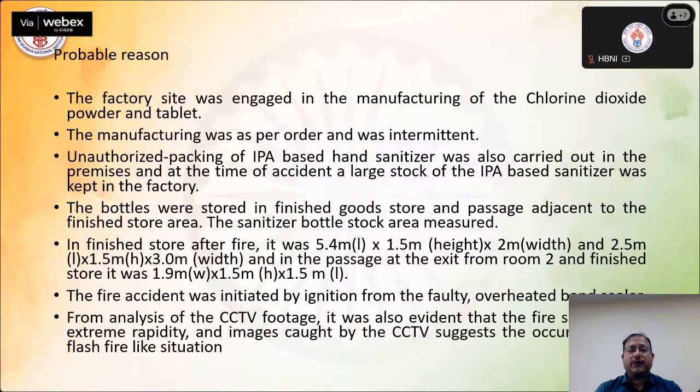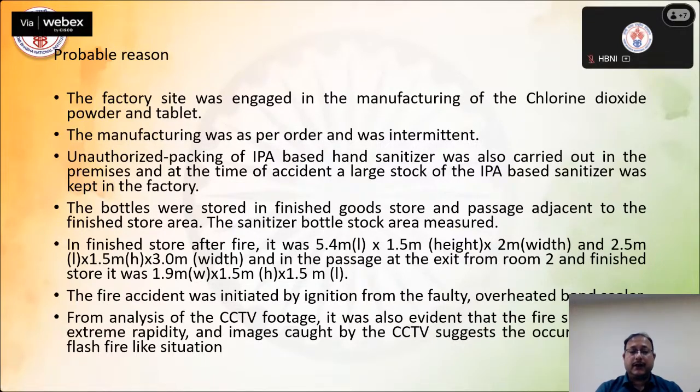After the fire, it was 3.4 m into 1.5 meter height into 2 meter width, and 2.5 meter into 1.5 meter into 3 meter width. And in the passage of the exit room 2 and finished store, it was 1.9 into 1.5 into 1. So use the difference between the spaces. If you talk about the finished store, just imagine the figure. It is 5 to a 10 and 10 into 1500 meter approx.